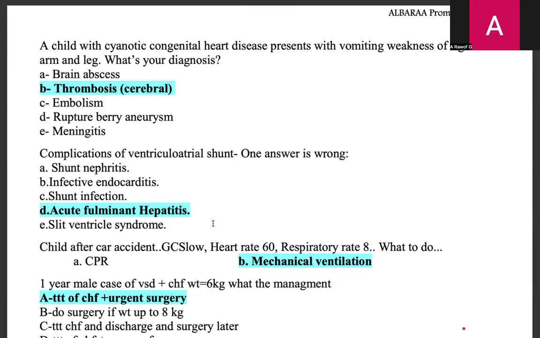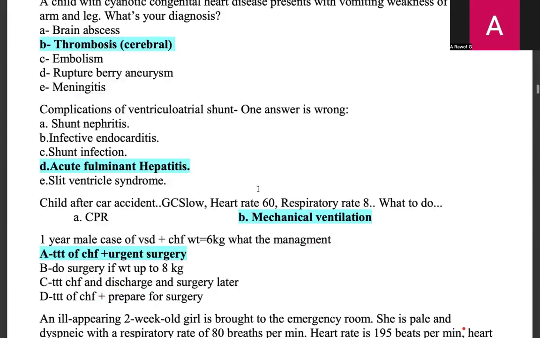Complications of ventriculoatrial shunt are shunt nephritis. Yes, ventriculoatrial shunt can cause shunt nephritis, infective endocarditis, shunt infection, but acute fulminant hepatitis is not a complication. Slit ventricle syndrome also can occur. So ventriculoatrial shunt can have shunt nephritis, infective endocarditis, shunt infection, and slit ventricle syndrome, but not acute fulminant hepatitis.